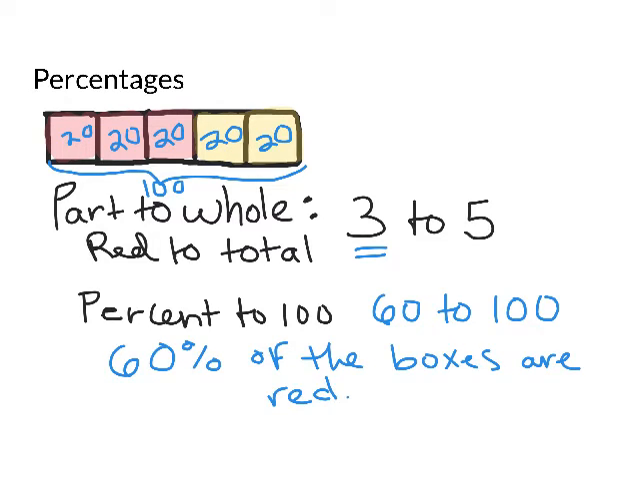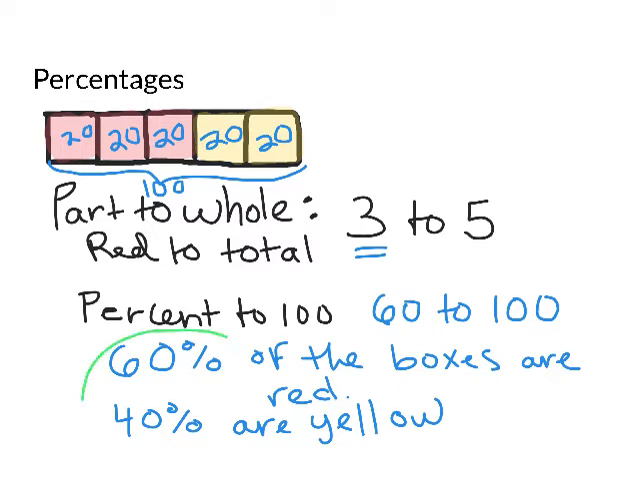And likewise, we can say the opposite. If I asked you how many were yellow, we can see there's 2 there that are each worth 20, so 40% are yellow. And it's not a coincidence here that if we take 60 plus 40 and add them together, we get a total of 100%.